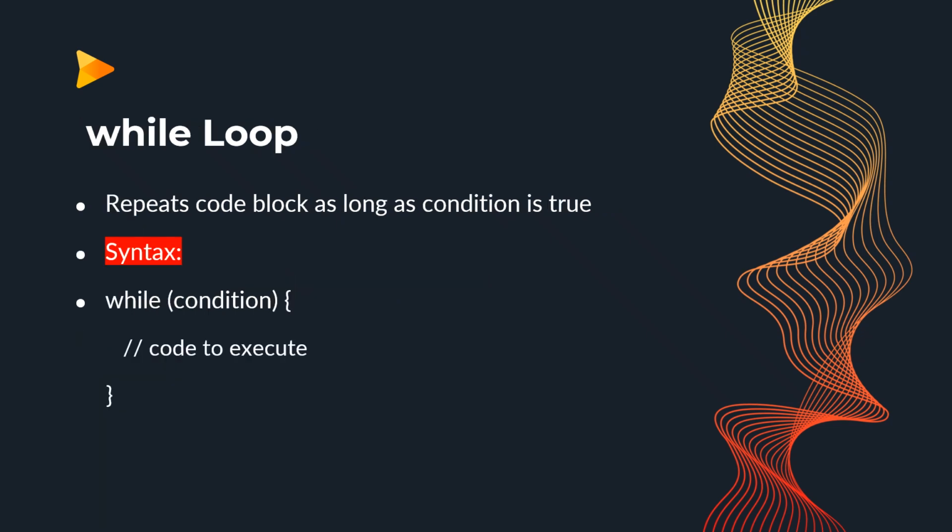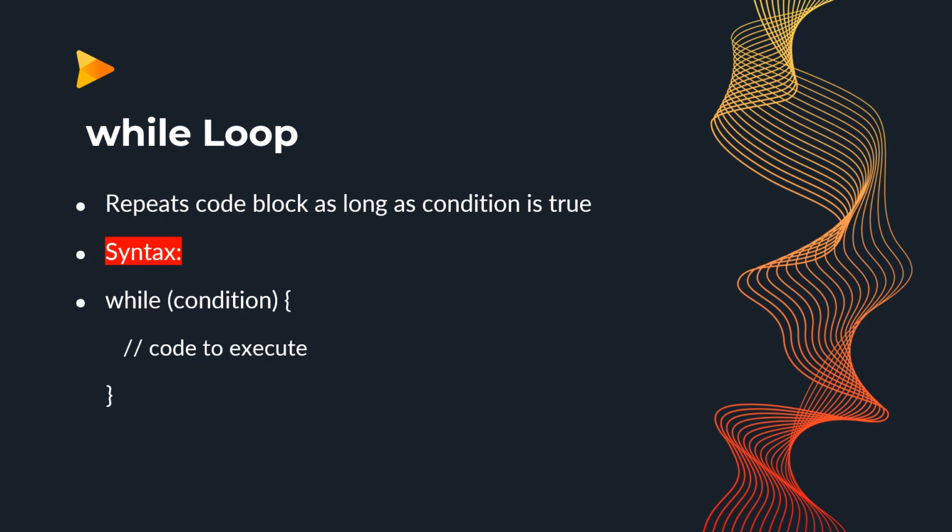Now, while loops. It is used to perform tasks whenever we don't know the number of times the task needs to be performed, whenever we don't know how many times the task is going to be repeated. At that time we use the while loop. It repeats a block of code as long as the condition is true. So this is the syntax of the while loop.